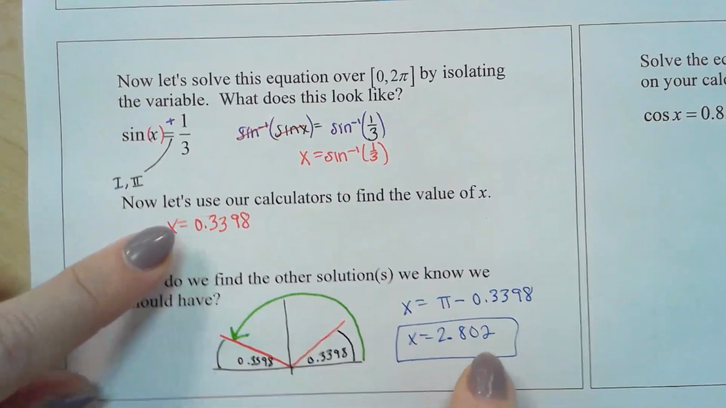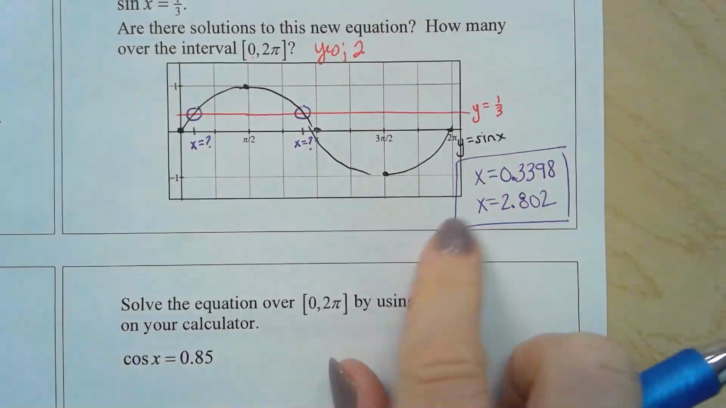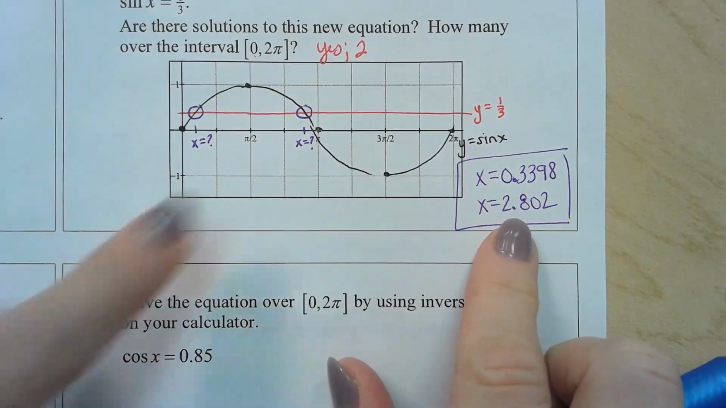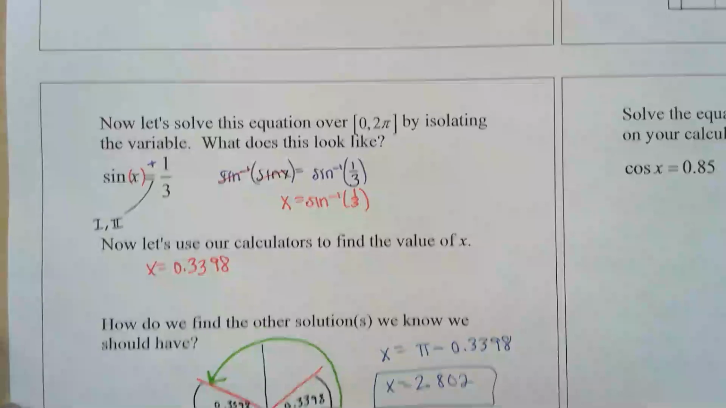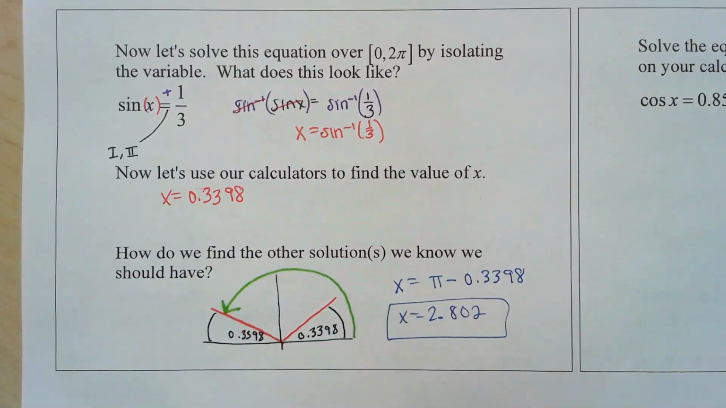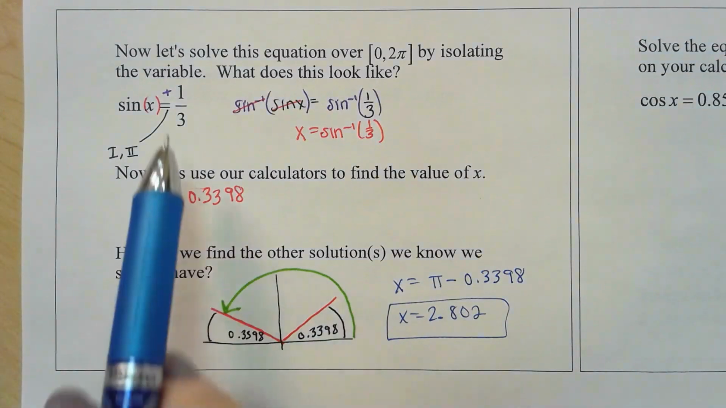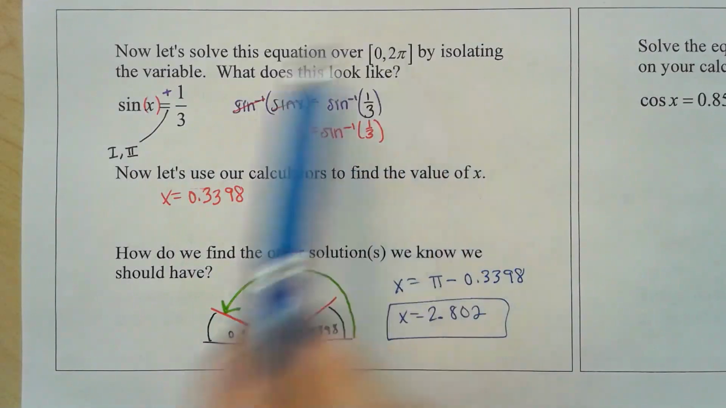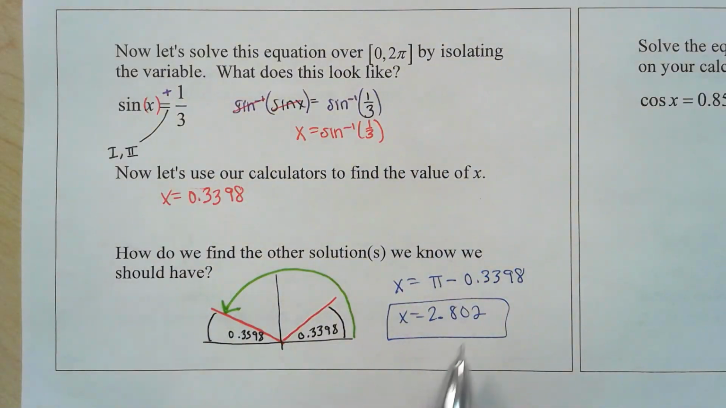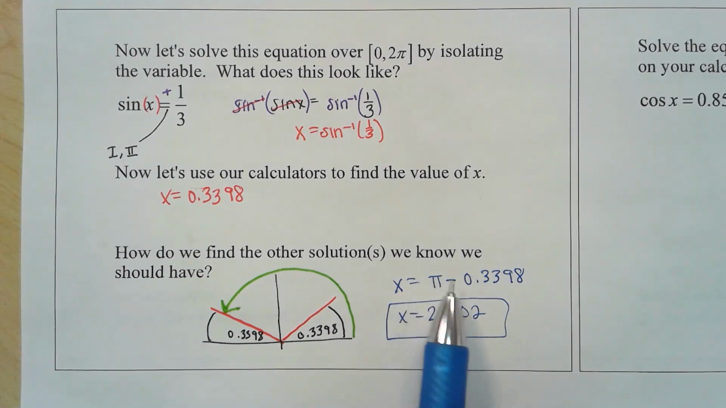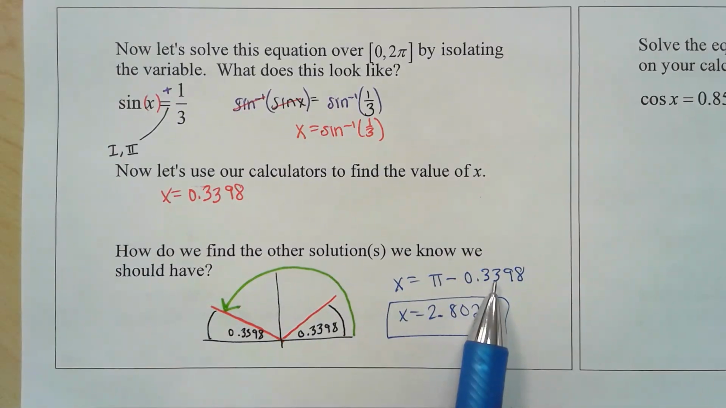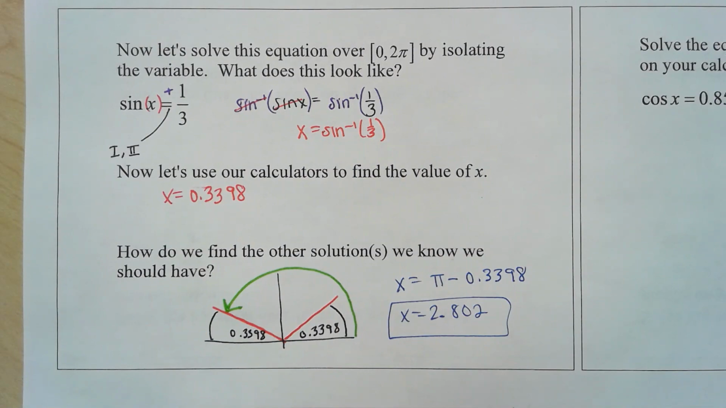Now, that should also sound familiar because that was our other answer that we found graphically. We got there differently, but we should get the same answers, right? We're solving from 0 to 2 pi. The calculator spit out one answer. We had to go find the other answer. So we did pi minus our first answer. Okay.